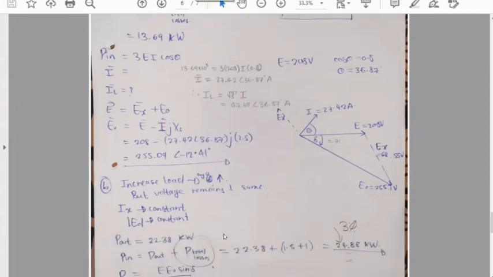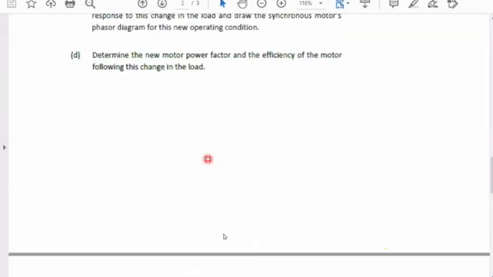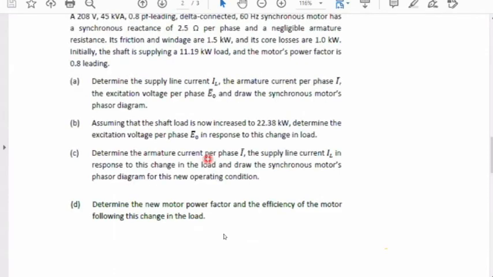Okay, let's look at question B, 8B. Assume that the shaft load is now increased to 22.38 kilowatt and determine the excitation voltage per phase, E naught again, in response to this change in load. Okay, so increasing the load angle will increase what? It will increase the magnitude of the voltage.